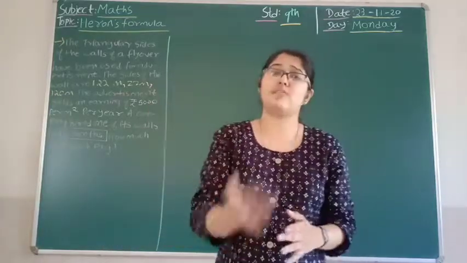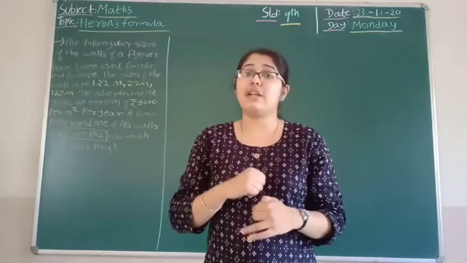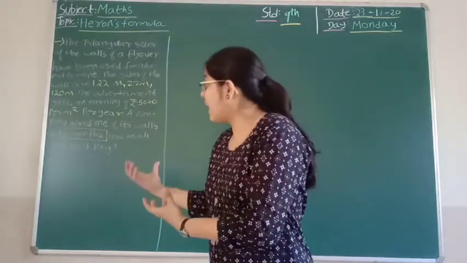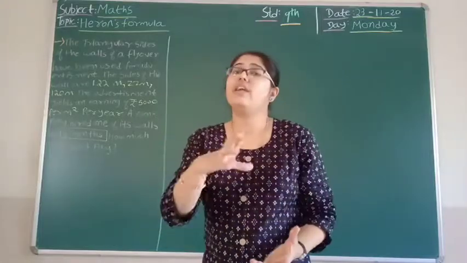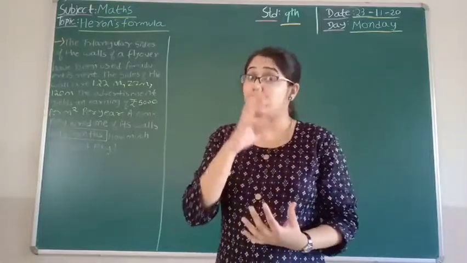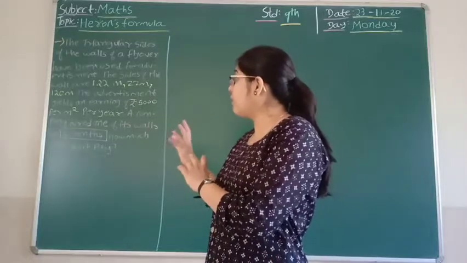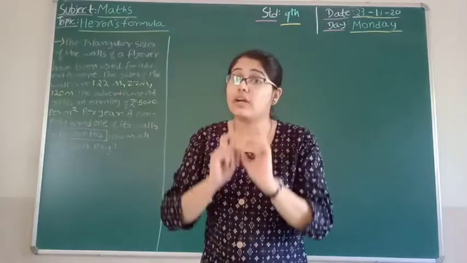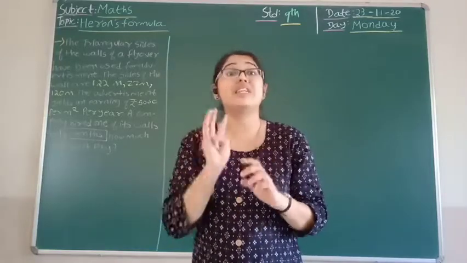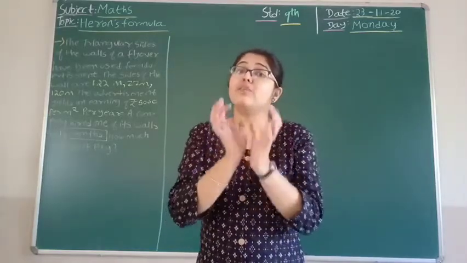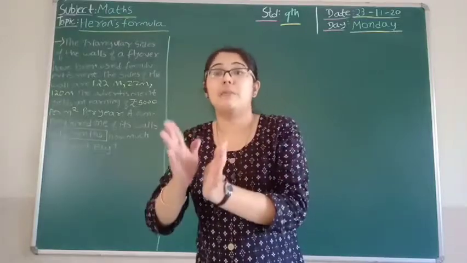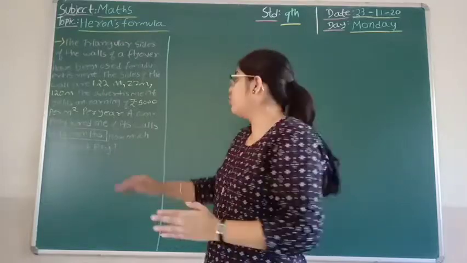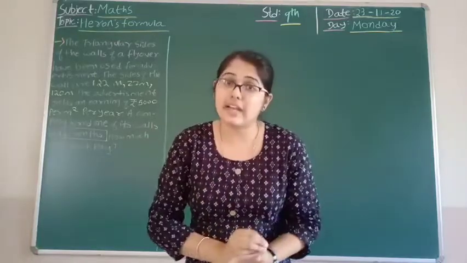Then it has been said to us that if a company is hiring that wall for advertisement, the rent is 5,000 per meter per year, and the company needs to hire that wall for 3 months. So what sum of rent will the company pay for this? This is the sum, and we need to find the rent. But for finding the rent, we need to find each and everything as we have done before.